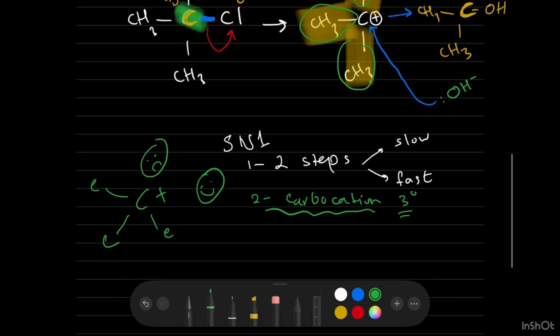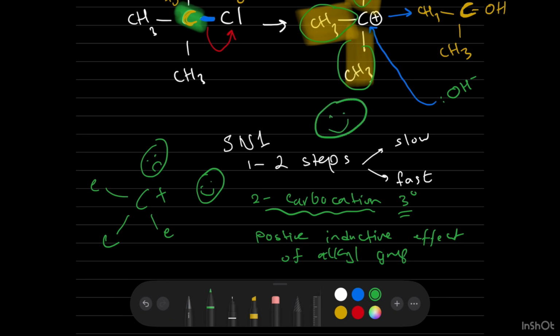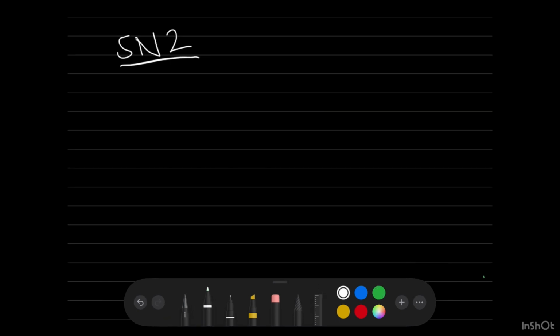So we call this process, by the way, this is a keyword, the positive inductive effect of alkyl groups. So the alkyl groups make the carbocation very happy. And now, guys, let's jump to the second mechanism, which is SN2. First of all, what makes you a bit happy is that it's a bit easier than the SN1.